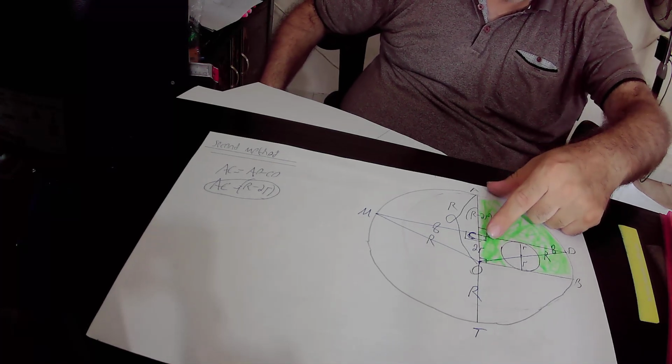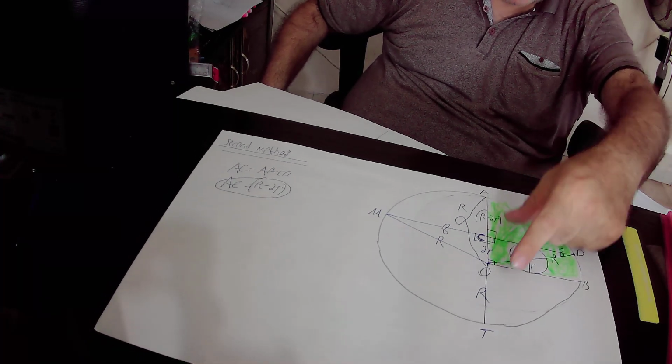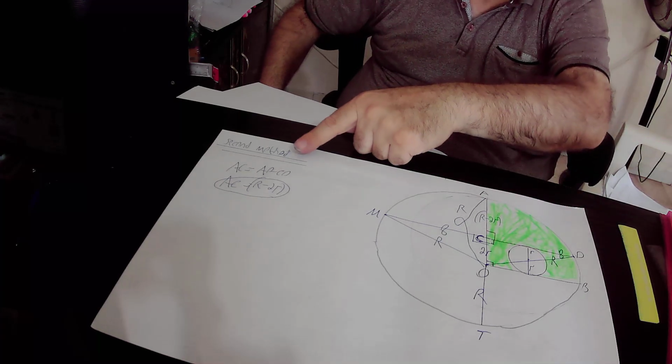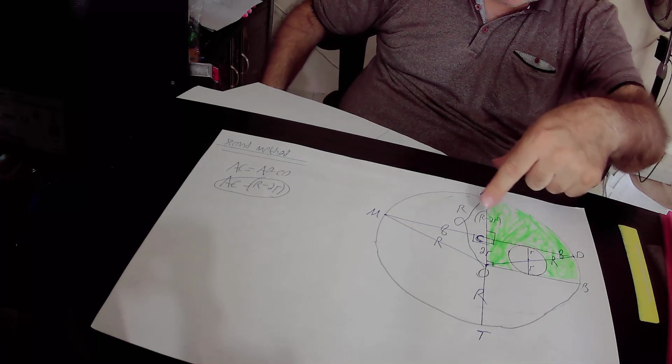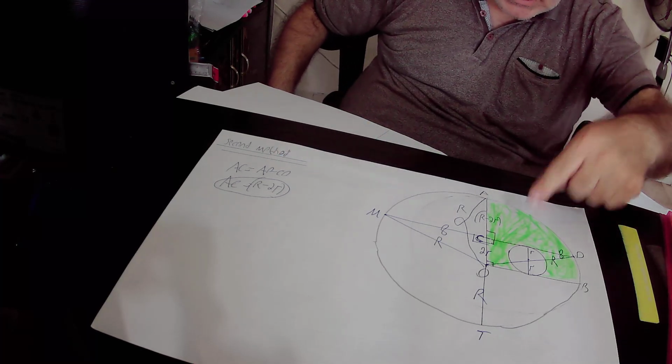What is the value of AC? The value of AC is AO minus CO. Again, AO minus CO equals AC. So AC equals AO minus CO. AO is capital R and CO is 2R. So in conclusion, we found out that AC equals capital R minus 2R.